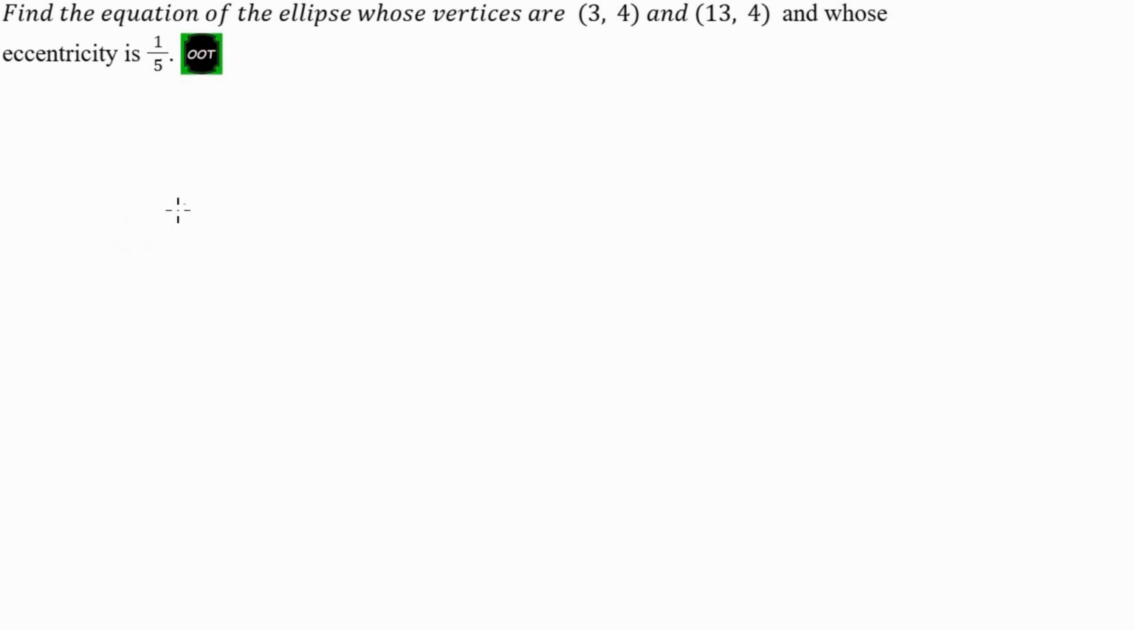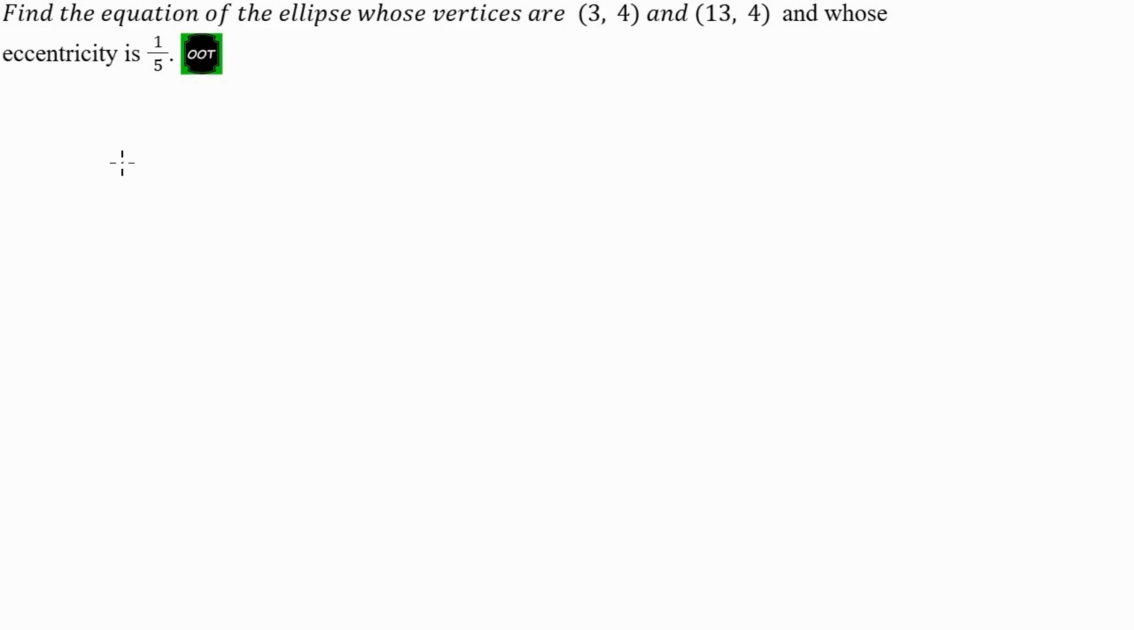Feel free to pause the video and figure this out yourself. Find the equation of the ellipse whose vertices are (3, 4) and (13, 4) and whose eccentricity is 1 over 5. So basically now, these are word problems involving ellipse. You won't have the equation, but instead you'll be required to find it. So what do you do?